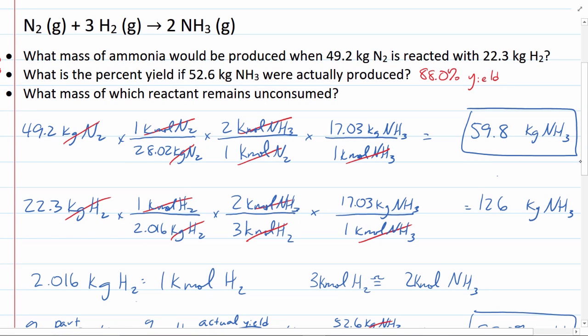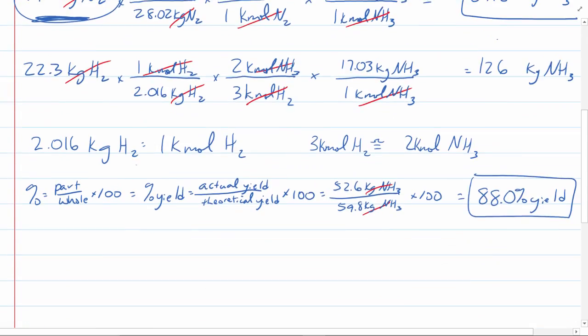Earlier on, we found out that nitrogen was the limiting reactant. Now, if nitrogen is the limiting reactant, that means that hydrogen is the excess reactant, and we'd like to know then what mass of this reactant remains unconsumed. Well, what we know then is that if the nitrogen is the limiting reactant, we know that the 49.2 kilograms of N2 reacted.